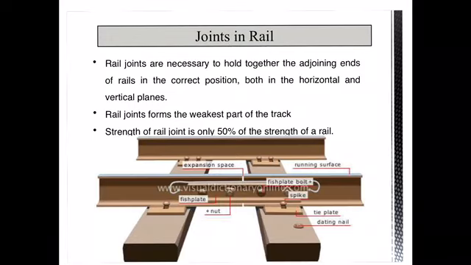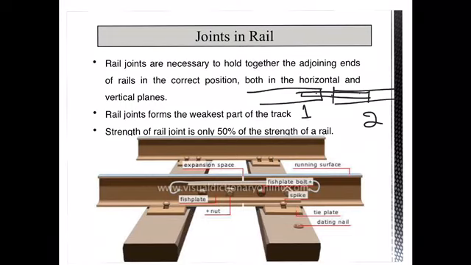We have already discussed this: when joints are provided, these are between two different rail sections. By providing the joints, two rail sections can be connected together. When you connect two rail sections, it should be ensured that these two are in the same plane, both in the horizontal as well as in the vertical direction. And the joints are always the weakest part in the railway track; it has been seen that the strength at the joint portion is only 50% of the strength of the parent rail section.